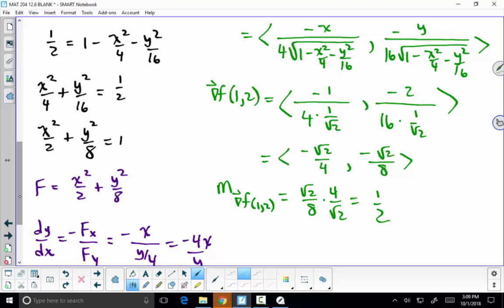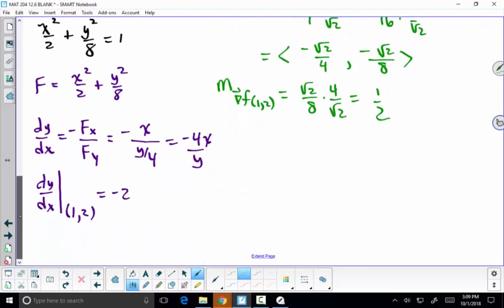So that's the slope of the gradient. This is the slope of the tangent line. The product of the slopes should be -1. All right, all is good. Why should it be -1 again? So 1/2 times -2 is -1.